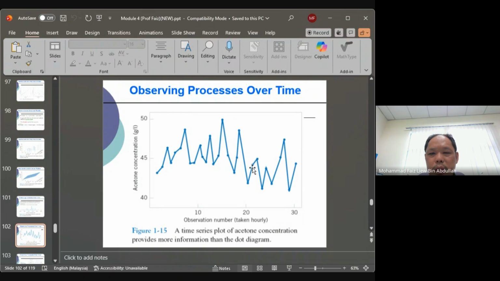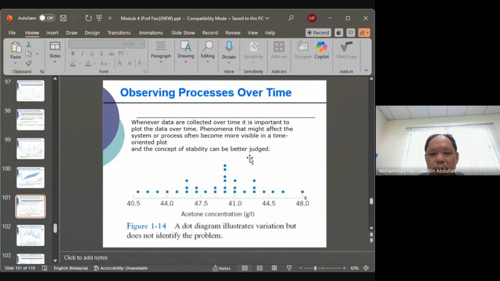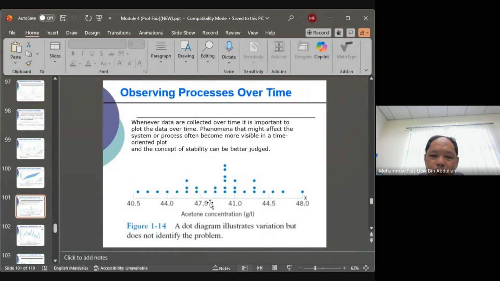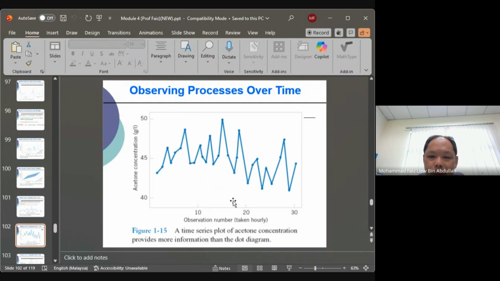observing the process over time. So this is a time series plot, the same as the graph over here. You can either plot in dot form, or you can plot in line form. Sometimes this line form going up and down is not so nice, so that's why people use dot form, so you can see, oh okay, it increases a lot at 41. Like this one, around a high level of 50 grams per hour.